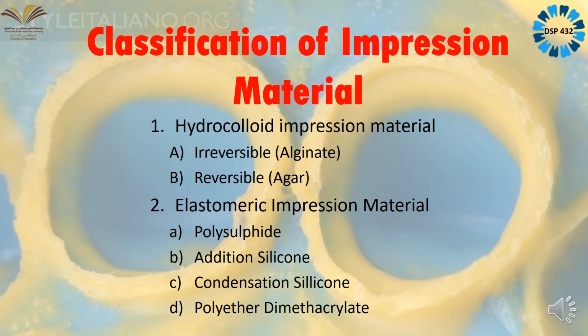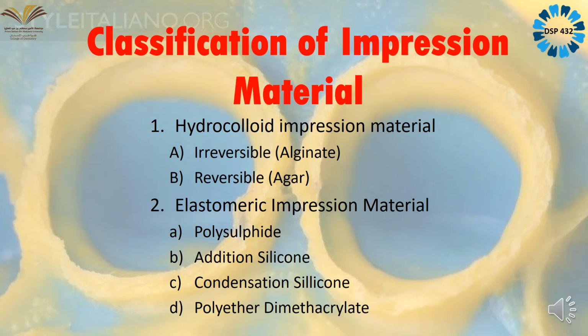Now elastomeric impression materials are further subclassified into 4 different varieties. Polysulfides are there, polyethers are there, and then we have addition and condensation silicone. Addition silicone is one of the commonly used and best materials for making impressions. Addition silicone is also commonly called PVS, polyvinyl siloxane impression material. In our clinic we have PVS, polyvinyl siloxane impression material.